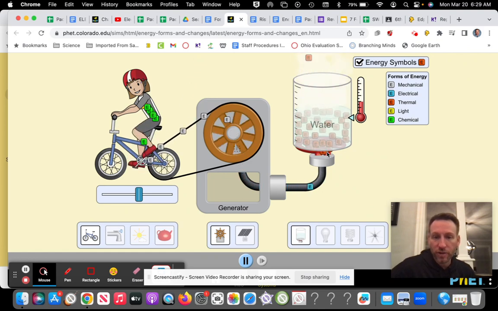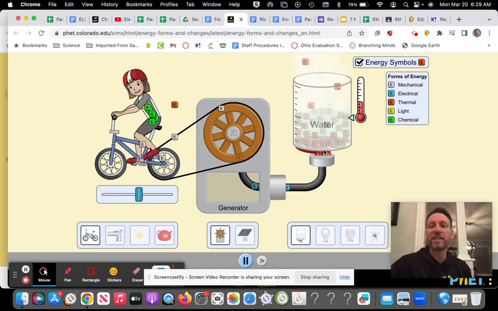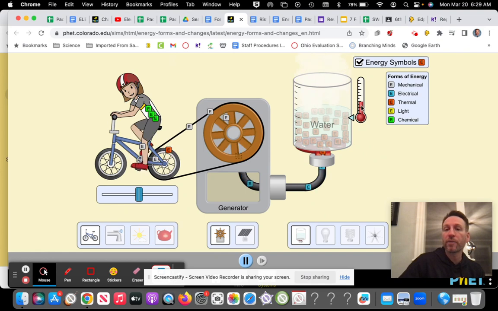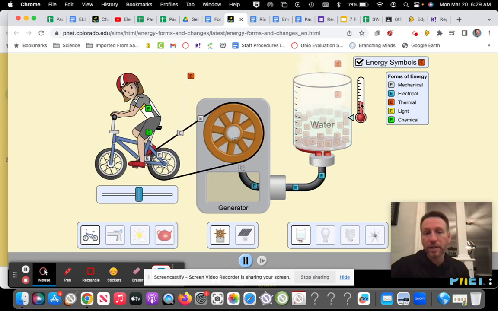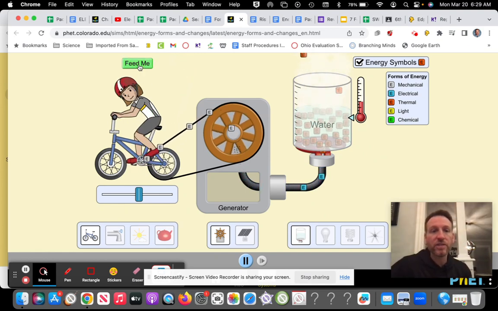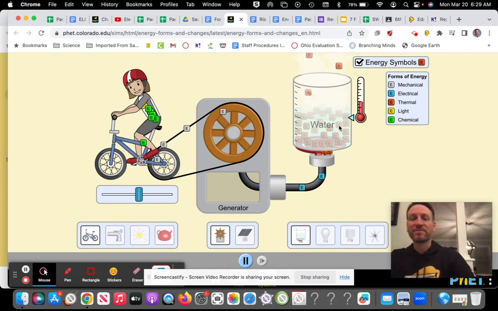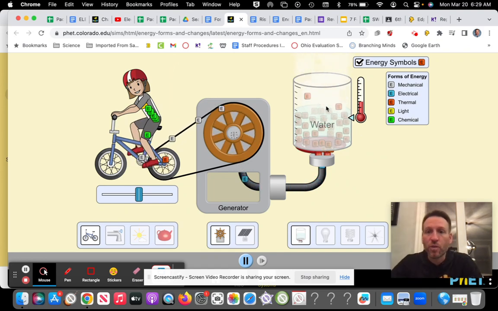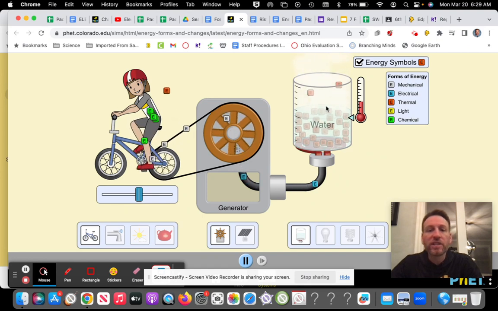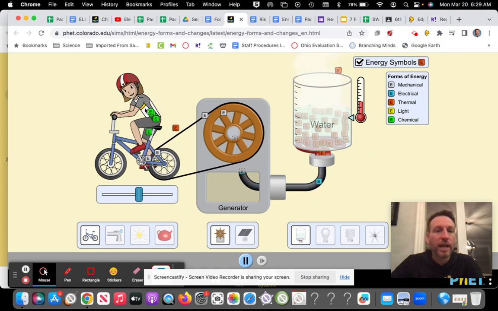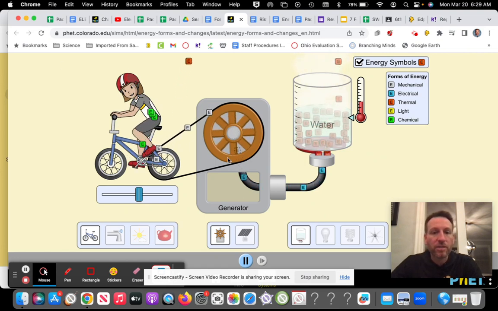It's traveling through the wire to this beaker here where it's heating the water. And I don't know if you noticed, but the thermometer has gone up since she's been riding her bike. And these blue E's are now turning into red E's here. And that's thermal energy, heat, right? Because the water is starting to heat up. And so there we see all the different energies in this system. So this is called a system. We have chemical to mechanical to electrical to thermal.